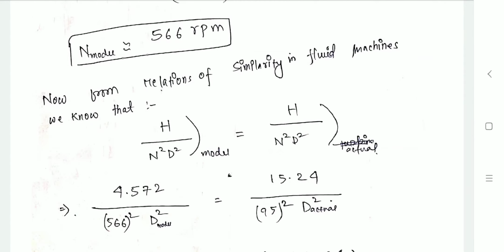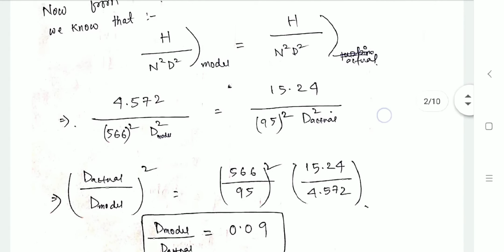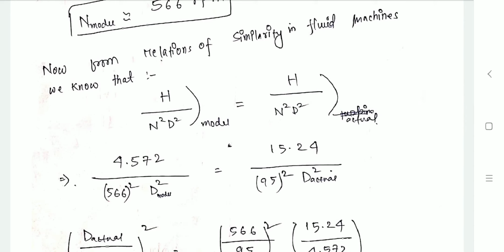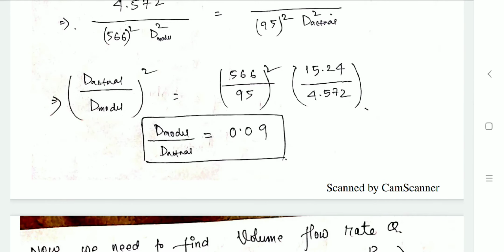Now we have to determine the scale ratio, that is diameter of the model by diameter of the actual turbine. Now from relations of similarity in fluid machines, we know that h divided by n square d square for the model must be equal to h divided by n square d square for the actual turbine. So here substitute the values for head and rotational speeds. We get the scale ratio is 0.09. That is, the diameter of the rotor of the actual turbine is 10 times the diameter of the rotor of the model turbine.